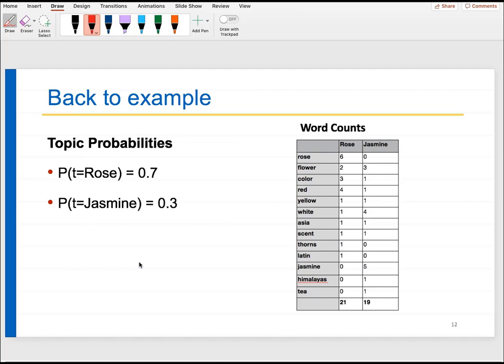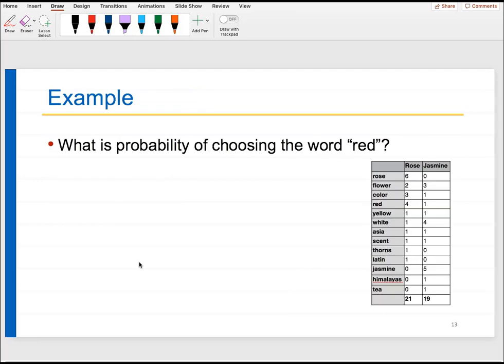Let's go back to our examples. In this table I have put all the words together. In the article Rose, these words appear, but there are certain words like Jasmine, Himalayas, tea, which do not occur. Similarly, in the article Jasmine, the words rose, thorns, Latin do not appear. So this table of word counts with respect to topic is very useful. And you are given that the probability of choosing rose topic is 0.7 and Jasmine is 0.3. Let us go back to our questions.